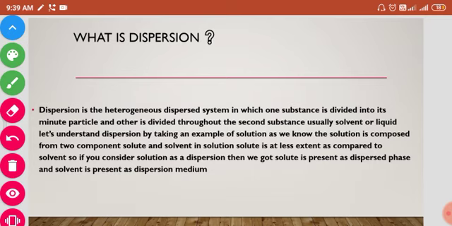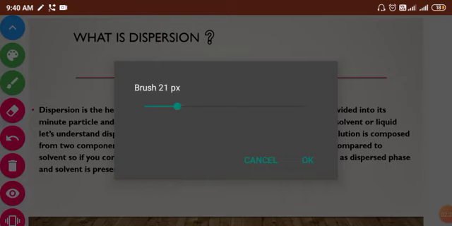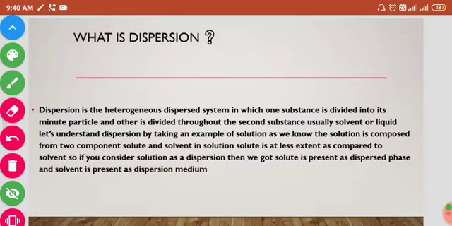So we define dispersion as a heterogeneous system in which the dispersed phase is distributed in the dispersion medium. So in dispersion, the dispersed phase is distributed in what? In the dispersion medium. So here we complete the definition of dispersion.